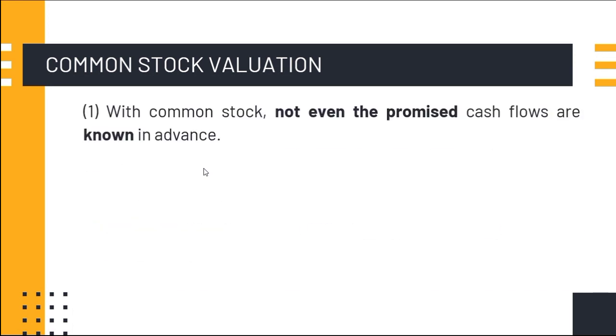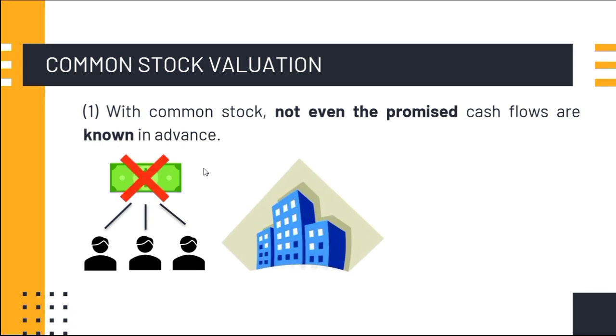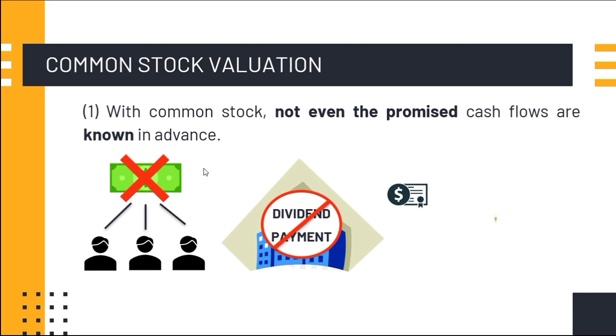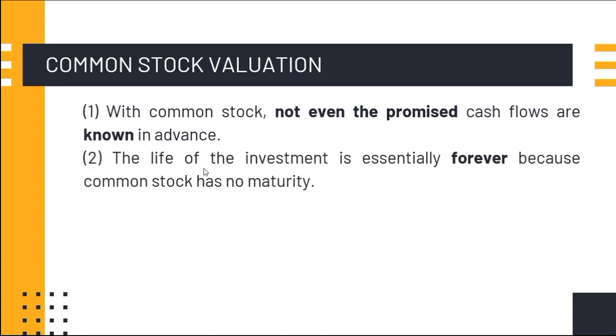First, with common stock, not even the promised cash flows are known in advance. Just like dividends, the dividends received by common stockholders are not fixed, and some corporations do not pay any dividends at all, in contrast to bondholders who receive guaranteed interest payments on a regular basis. Second, the life of the investment is essentially forever because common stock has no maturity, unlike the bondholders that state the maturity of their bonds.